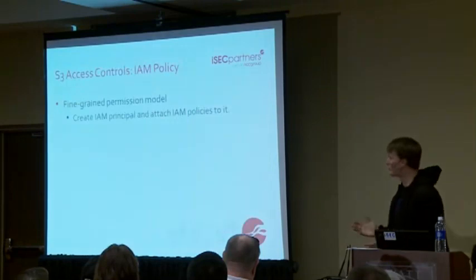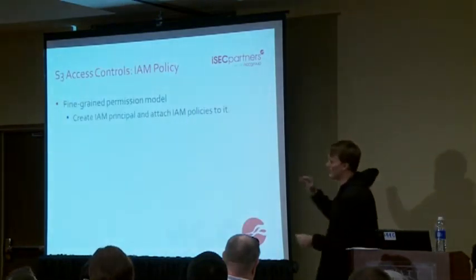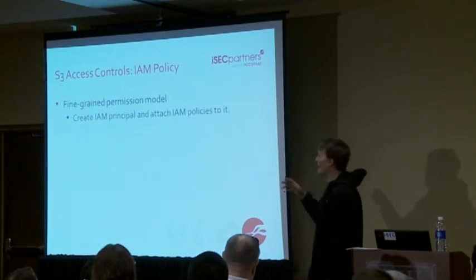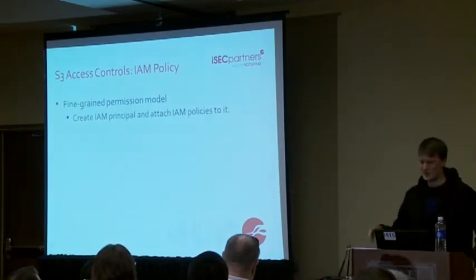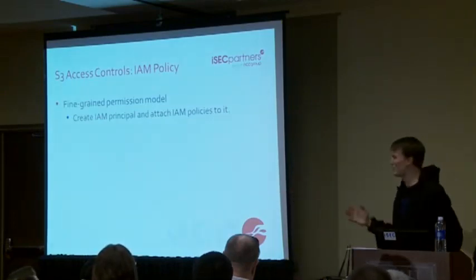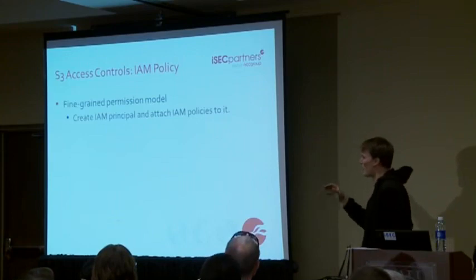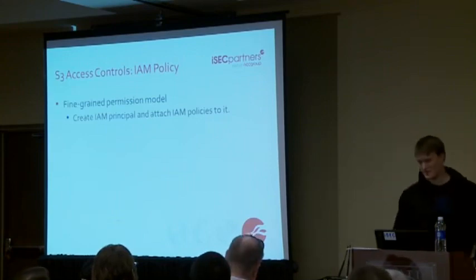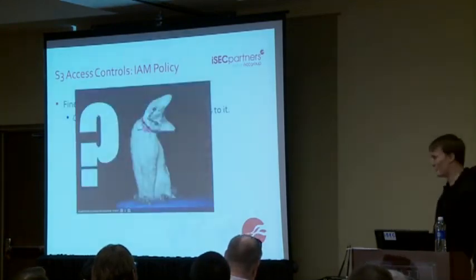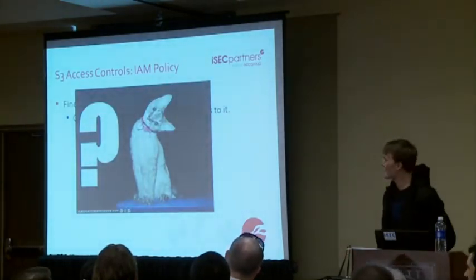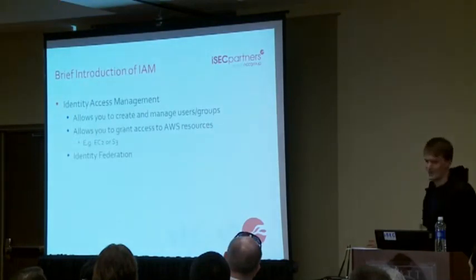And then the final piece of the access controls is the IAM policy. And this is your fine-grained permission model. Again, you do this through the JSON policy language. But the weird thing is you create an IAM principal, so a user or a group, and then you attach IAM policies to it. Now, at this point, your eyes might be glazing over, and you're like, what did he just say to me? So just bear with me. I'll actually break down what IAM is.